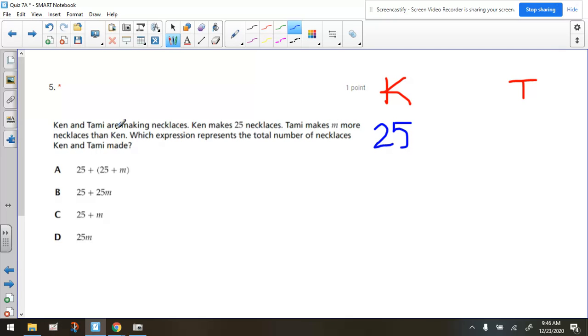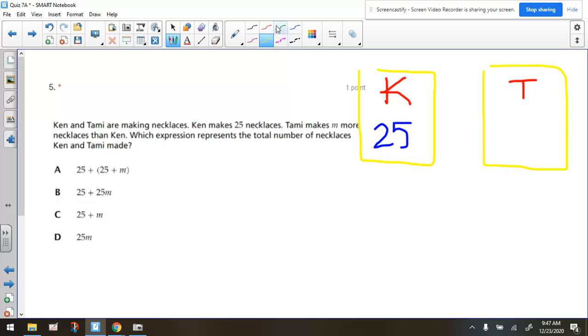So sometimes it's good to even think about a hypothetical number. What if it was 10 more necklaces? Wouldn't we be adding 10 and 25 to get how many necklaces she made? But we don't know it's 10, but we know we would be adding it to Ken's number to get her number. So that's what you want to think about. We're not using 10, we're going to be using M. So M plus 25, right? Wouldn't that give us Tammy?